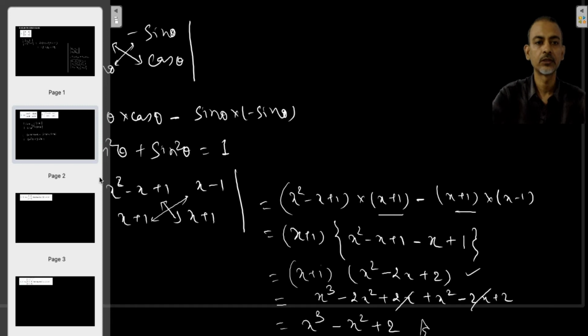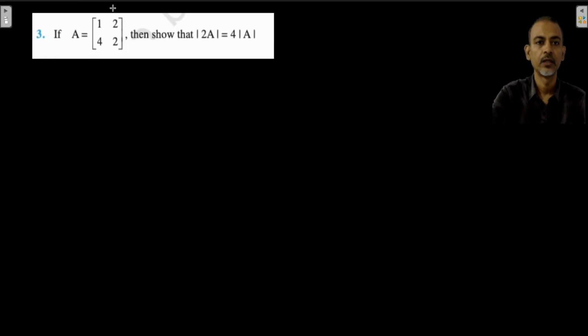Now going to the third question. In the third question, we are asked to prove that basically determinant of 2 times matrix A equals 4 times determinant of A. Alright. So here we have got something like 2 times A. So first of all, we need to understand that if we multiply any term to a matrix, then it will be multiplied to every term of that matrix, right?